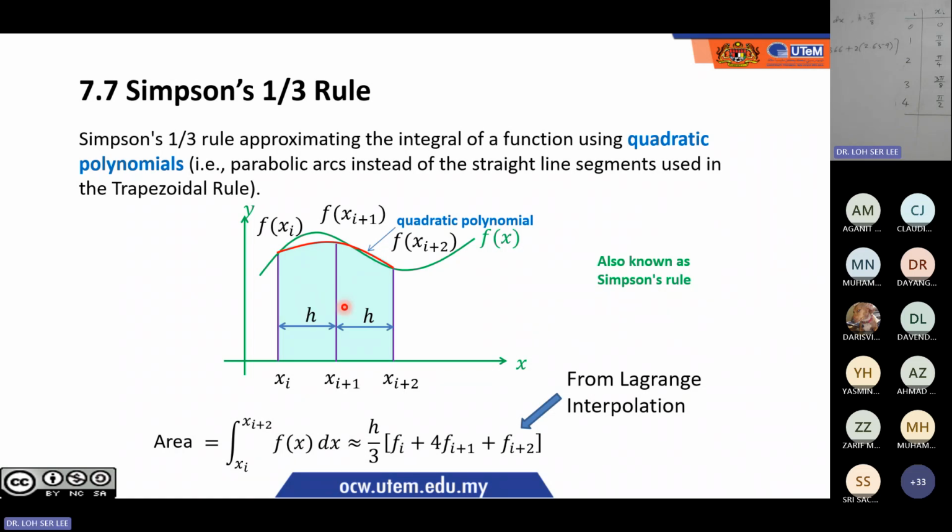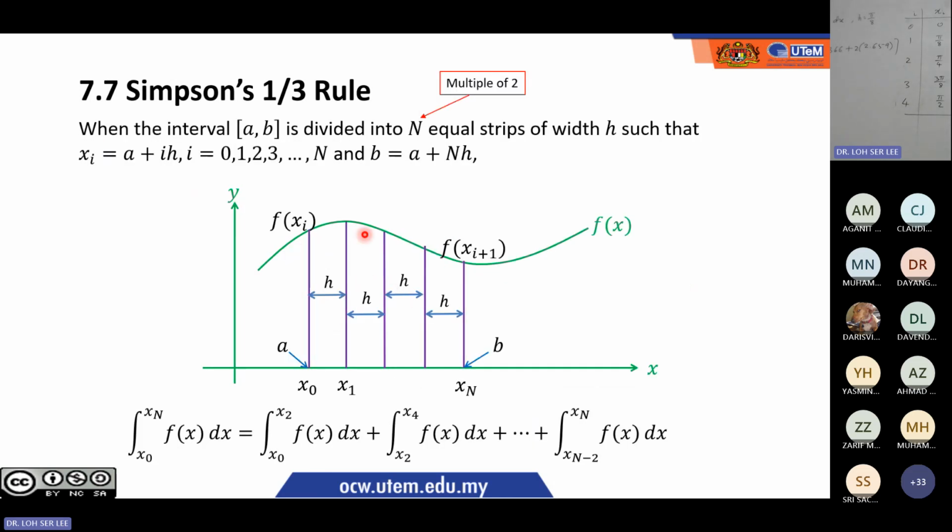So when we break the subintervals, you have to make sure your total number of subintervals must be an even number, because we need 3 points to estimate for this part. Now if I break the interval into smaller subintervals, this 1, 2, 3, this quadratic curve will be used to estimate the area under the curve.